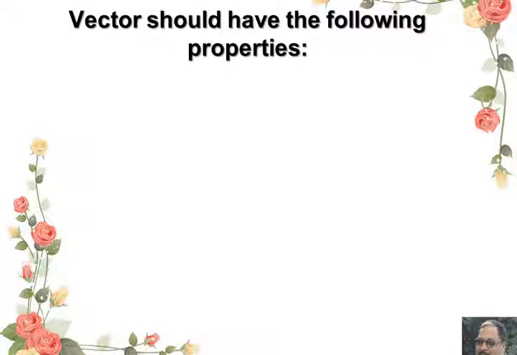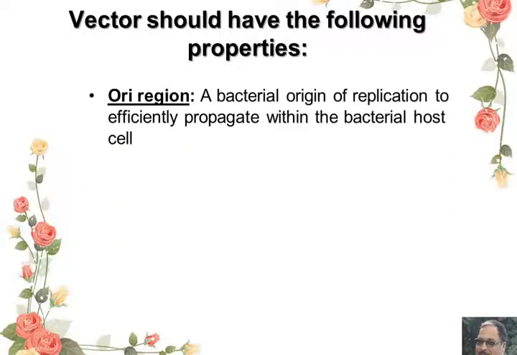The plasmid vector should have the following three properties. The first property is they should have origin of replication or ORI region. This is a sequence of nucleotide from where replication starts, and any piece of DNA when linked to this sequence can be made to replicate within the host cell.